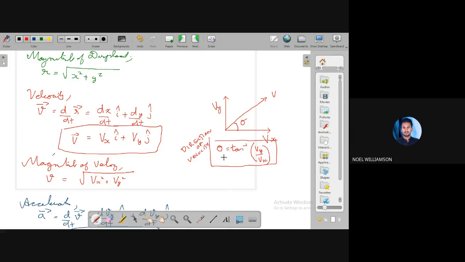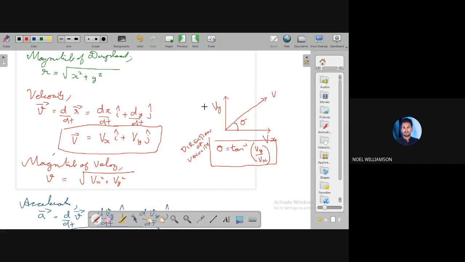The direction of velocity will be given by theta equal to tan inverse vy by vx. Why are we taking vy by vx? Because the angle is made by the velocity with the x-axis. So we take vy by vx. In certain texts it is given as vx by vy, because they have taken the angle over here.